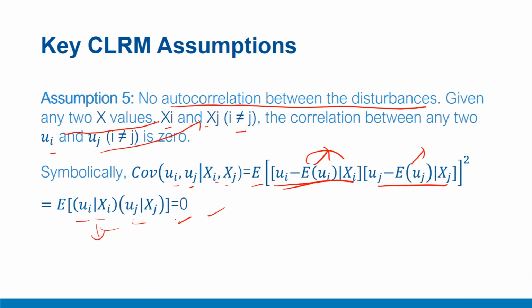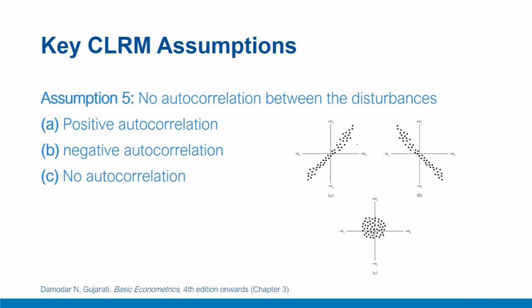This can also be said because correlation is nothing but the normalized or standardized form of covariance. So we can say that the covariance between mu i and mu j is 0 given xi and xj, or the correlation between mu i and mu j is 0 given xi and xj. If there is some correlation, that can also be examined visually before going to the mathematics of it. For example, if there is no autocorrelation, then the error terms will be plotted randomly without any pattern. If there is positive autocorrelation, then error terms will plot like this with each other. It indicates positive correlation. And if it is plotted like this, then it indicates a negative correlation between error terms, that is mu i and mu j.